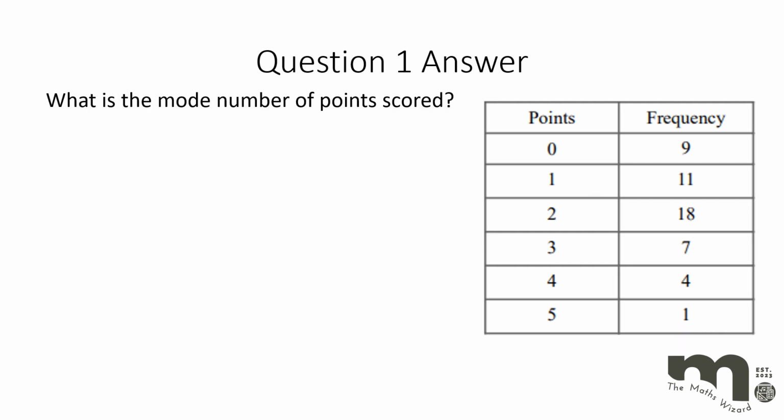If we look at the mode then, the mode's a little bit more straightforward. We've got a mode of 2. The reason it's 2 is because if you look at the frequency, 2 points has the highest frequency. So that score appears more often than all of the other scores.